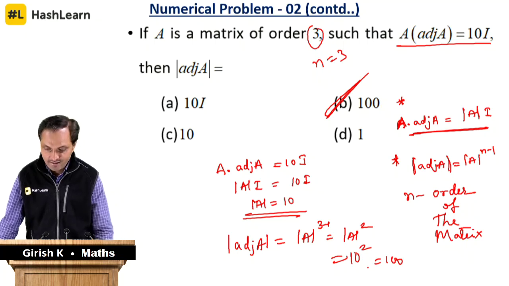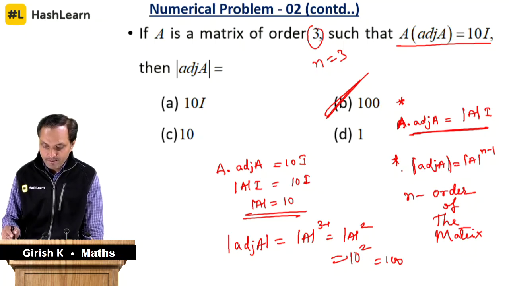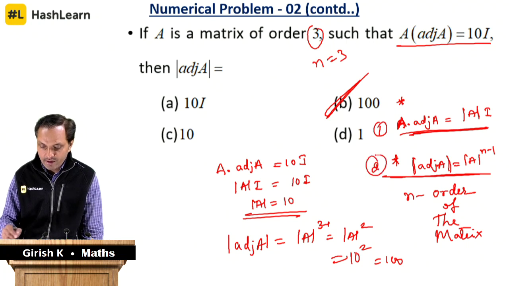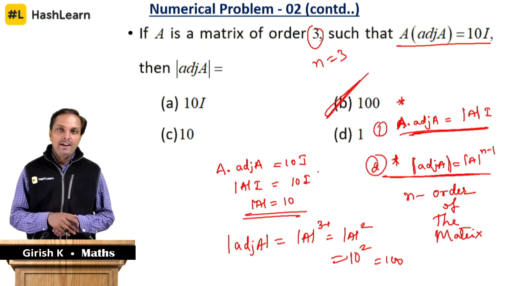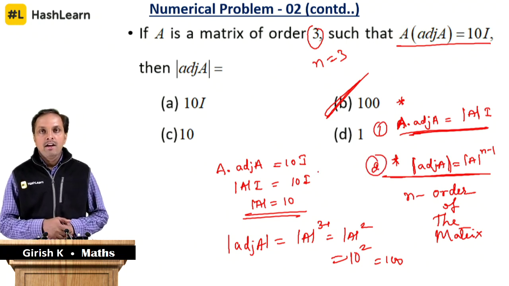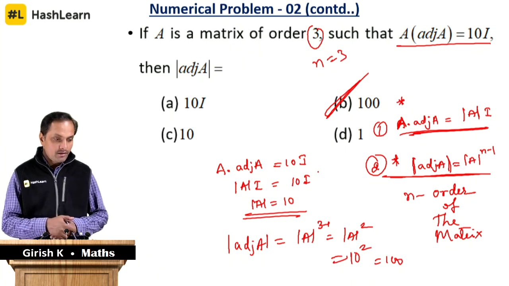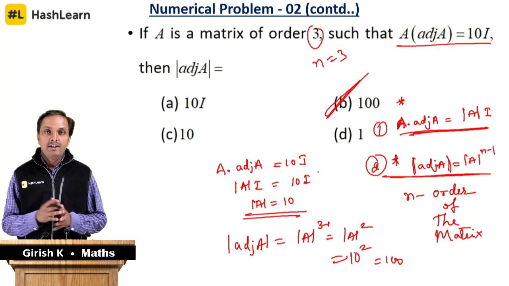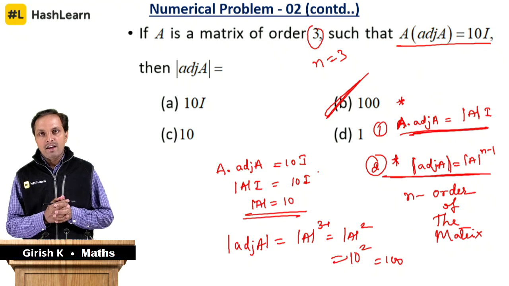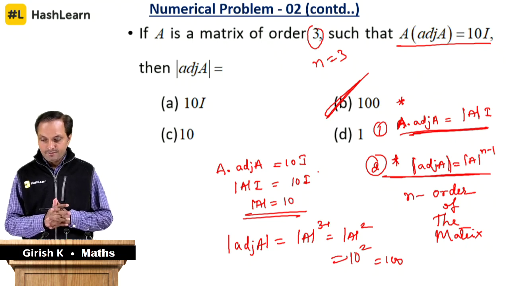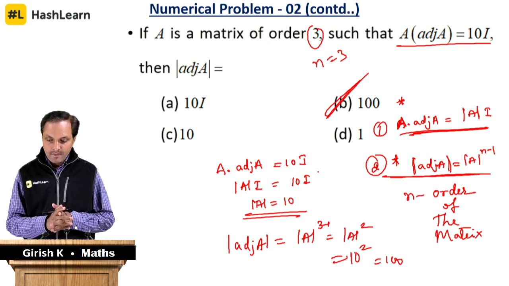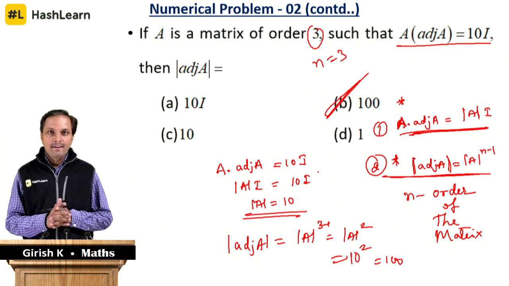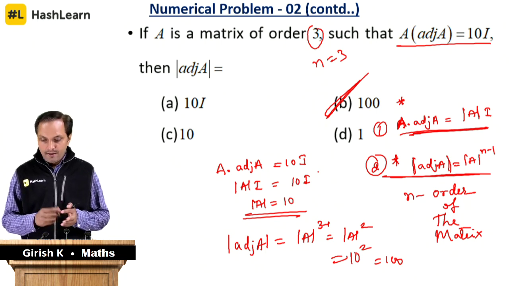Is it clear? So make a note of these two important results. This is important result number 1 and this is result number 2. One is A dot adjoint A is determinant of A into I. The second one is determinant of adjoint A is determinant of A power n minus 1. Is that okay? Okay. Fine then.